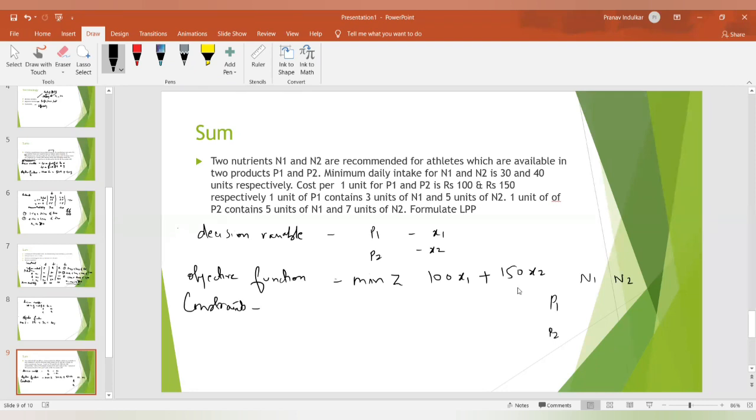Now what was said? Cost per 1 unit of P1 — that is for product 1, that's done, leave it. 1 unit of P1, here I underlined: 1 unit of P1 contains 3 units of N1 and 5 units of N2. Is it clear? 1 unit of P2 contains 5 units of N1 and 7 units of N2. Is this clear? 3, 5, 5, 7. Did everyone understand this? I want a reply from everyone. There are a lot of people in the class. If you are clear, please let me know.